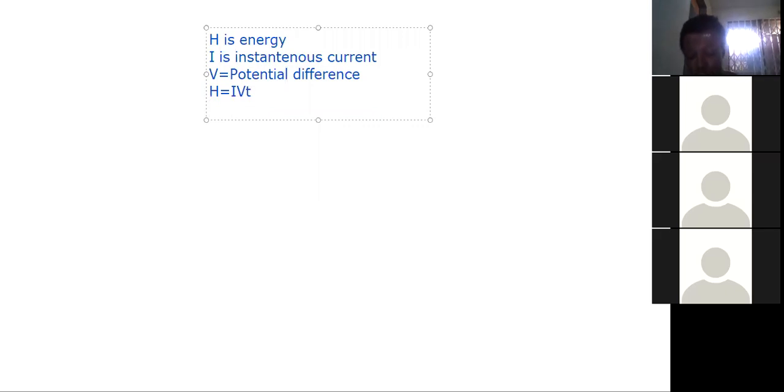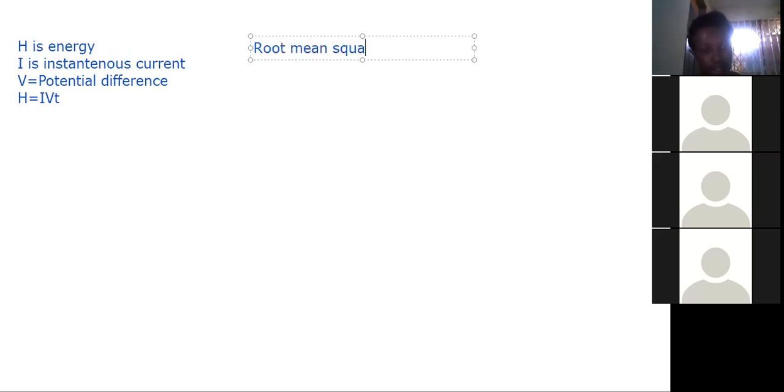Now let's do root mean square current and voltage. Yes, a little bit dicey, but I'll do my best to explain it to your understanding. Root mean square, listen. Root mean square (RMS) current and voltage.